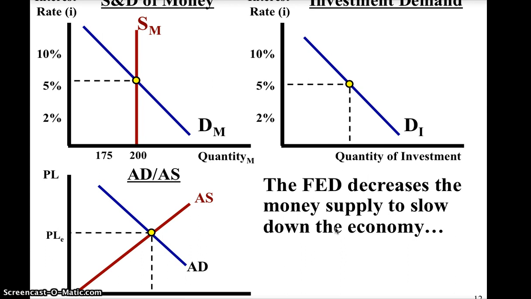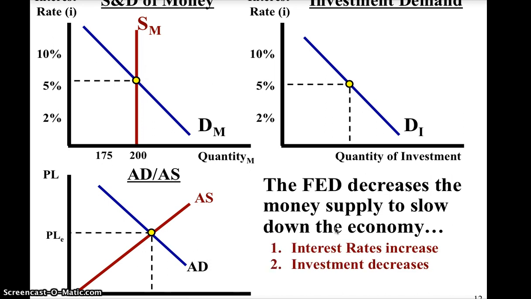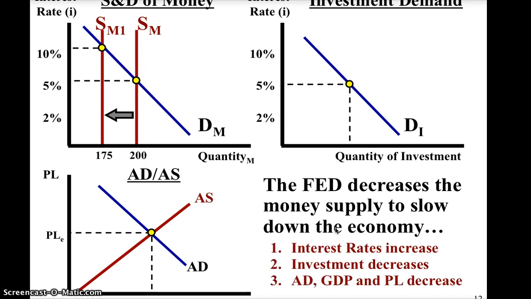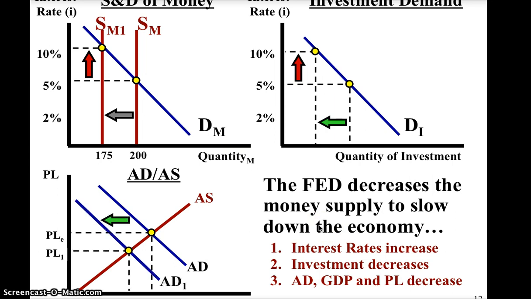Let's look at a situation where the Fed is decreasing the money supply in order to slow down the economy. It is overinflated. It is moving too fast. We have a decrease in the money supply, which raises the interest rates. Businesses look out there in the economy and see higher interest rates, and they lower their investment, right? Their quantity of investment goes down. They're not taking as many loans. And eventually aggregate demand shrinks, lowering GDP and the price level.